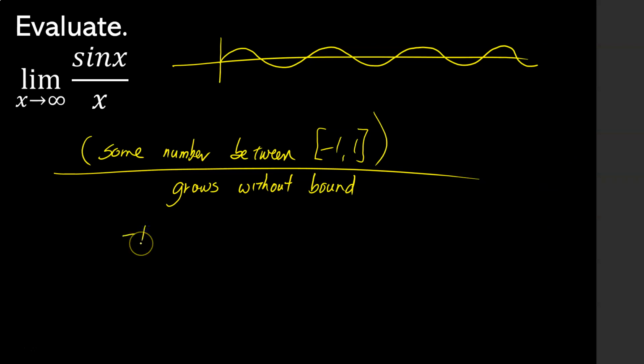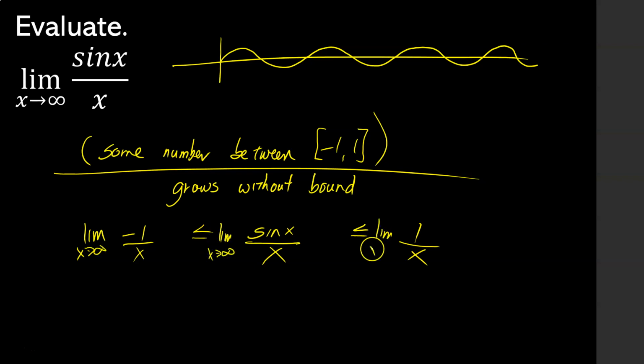So -1, we can use the squeeze theorem, is always less than or equal to sine of x, which is always less than or equal to 1. Divided by x, divided by x, divided by x, and take the limit of each.